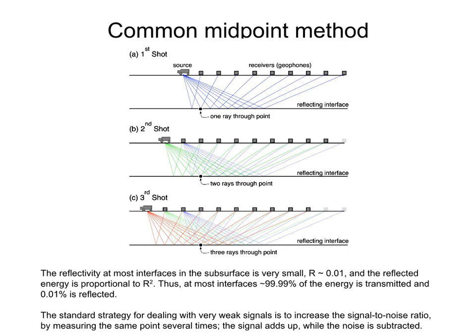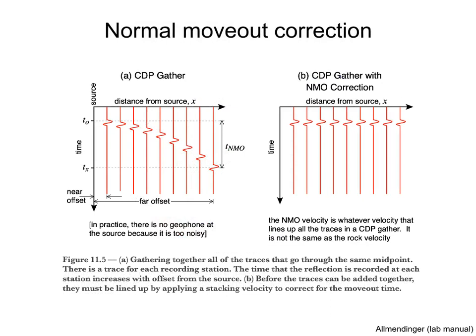Each midpoint is sampled 48 times. The first step to process the data is to collect all traces that go through a common depth point. This is called a CDP gather, as shown in the left figure.